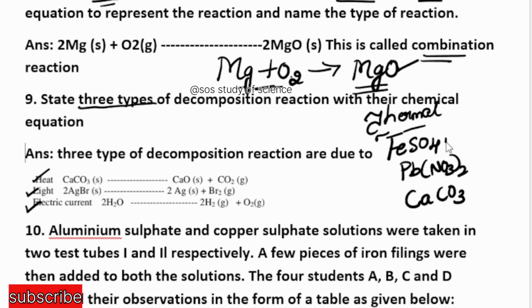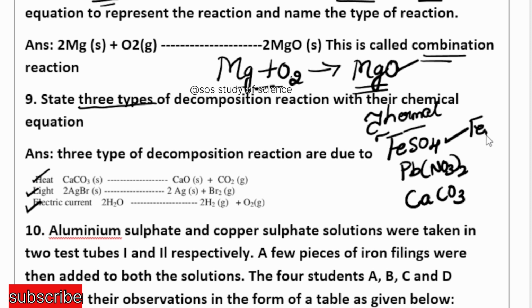When we heat ferrous sulfate, what do we get? We get ferric oxide, that is Fe2O3, and we get sulfur dioxide and sulfur trioxide. When we heat lead nitrate, we get lead oxide, nitrogen dioxide and oxygen. When we heat calcium carbonate, we get calcium oxide and carbon dioxide. You must know about this, children.